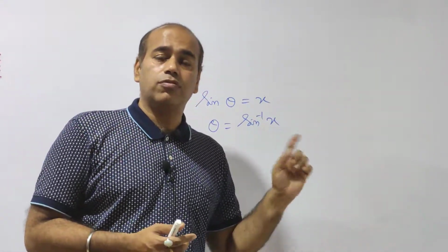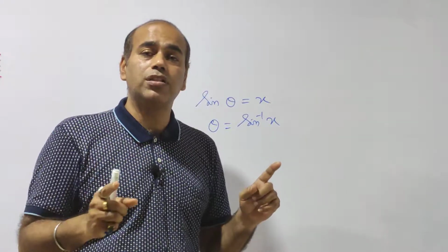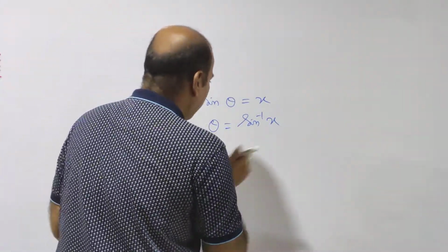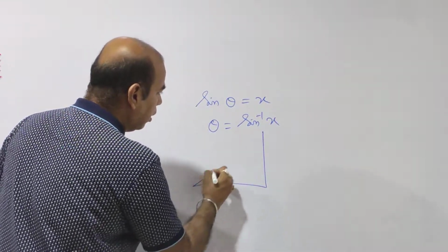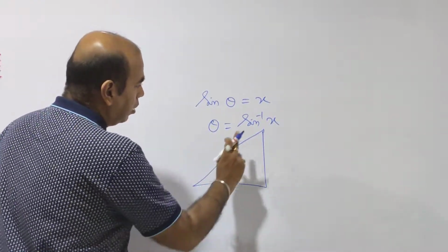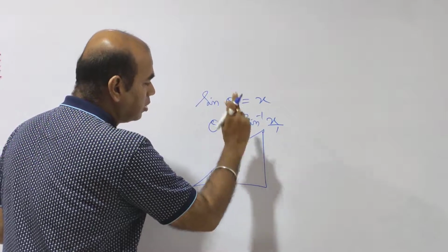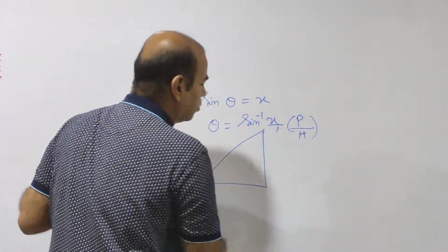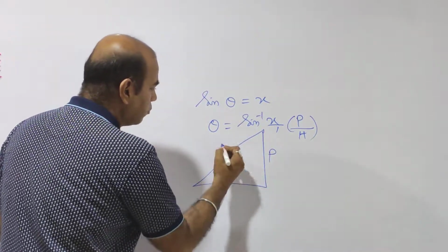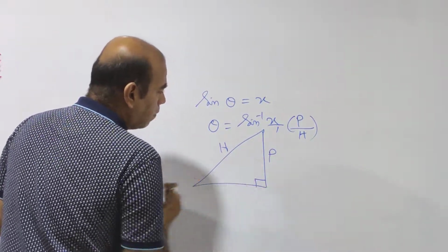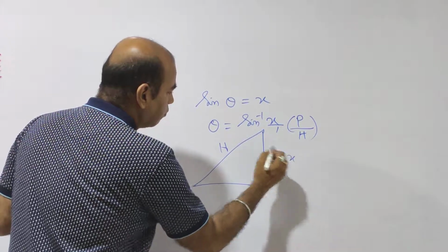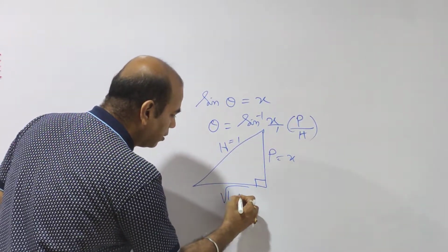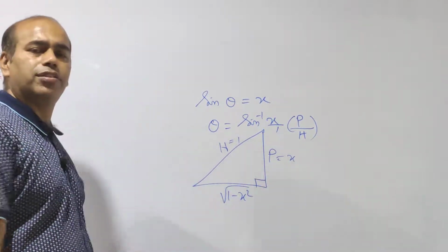Now the question is, how do we relate this? Inverse trigonometry relates to the simple sides of a triangle. What do I mean by that? Let me take a triangle. Sine means perpendicular by hypotenuse. So this is perpendicular, this is hypotenuse. This is x here, this is 1 here. So by Pythagoras I get the base as root over 1 minus x square.